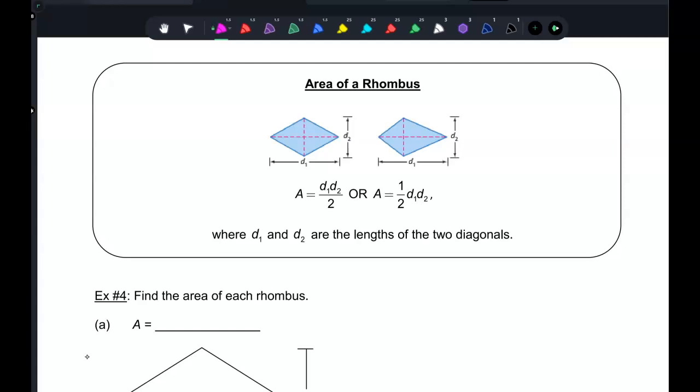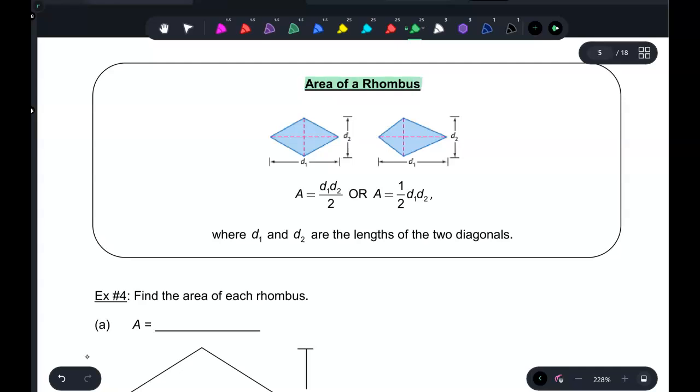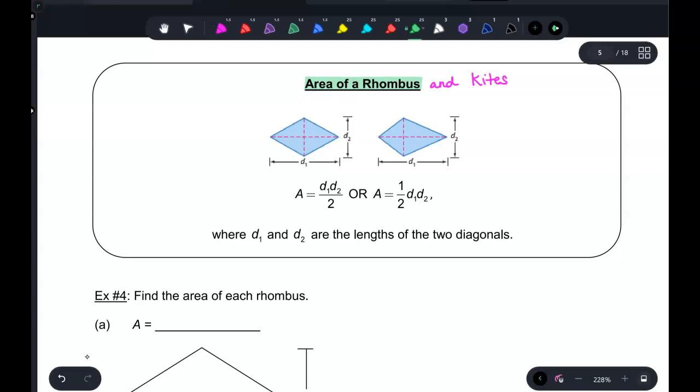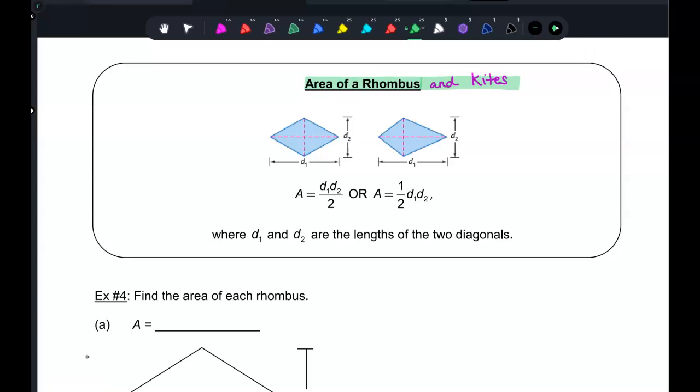That's it for trapezoid. Listen, we should have enough time to get a good amount of the homework done. So, okay, rhombus and kites. Okay, the formula here: we're going to take the length of one diagonal times the other diagonal, and we're going to divide by 2.